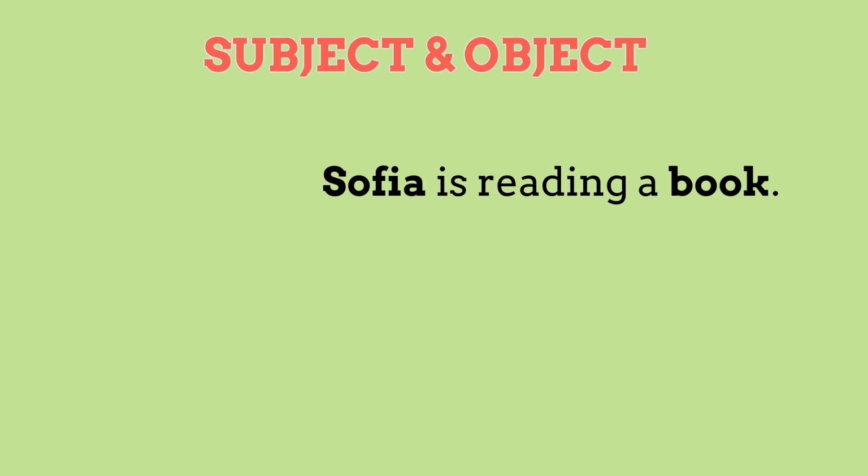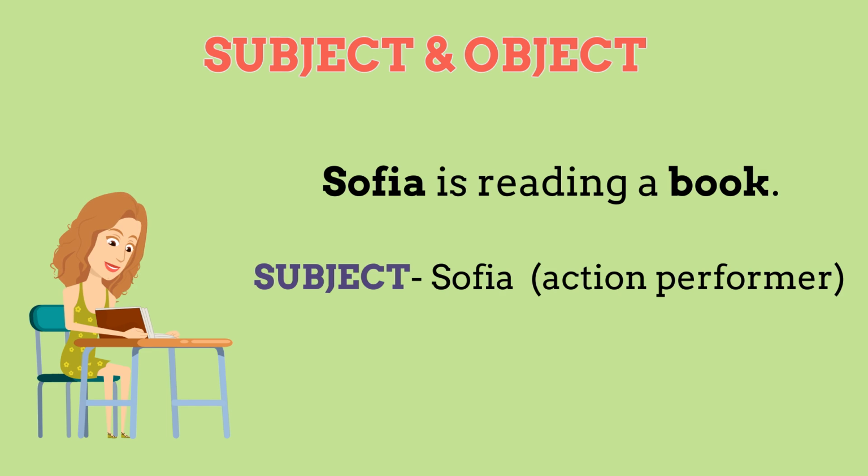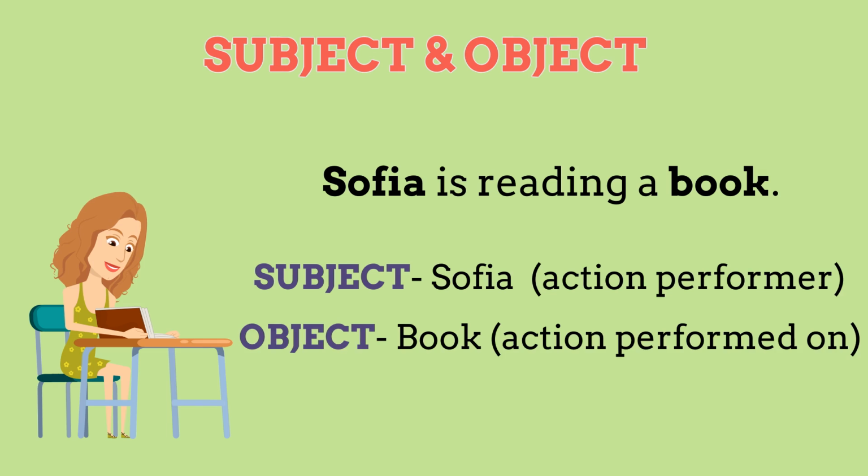Before proceeding, do you know what is subject and object in a sentence? Let's take a look. Sophia is reading a book. In this sentence, Sophia is performing an action: she is reading the book. Hence, Sophia is the subject. The action is performed on the book. Hence, book is the object.